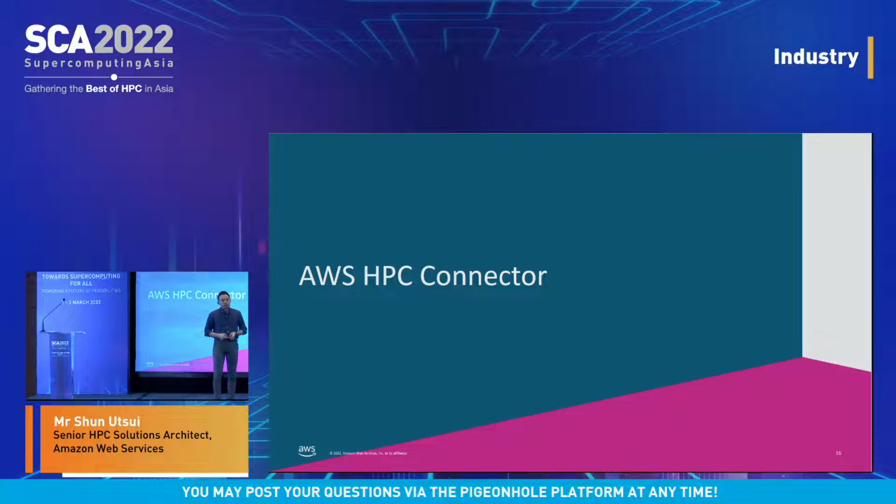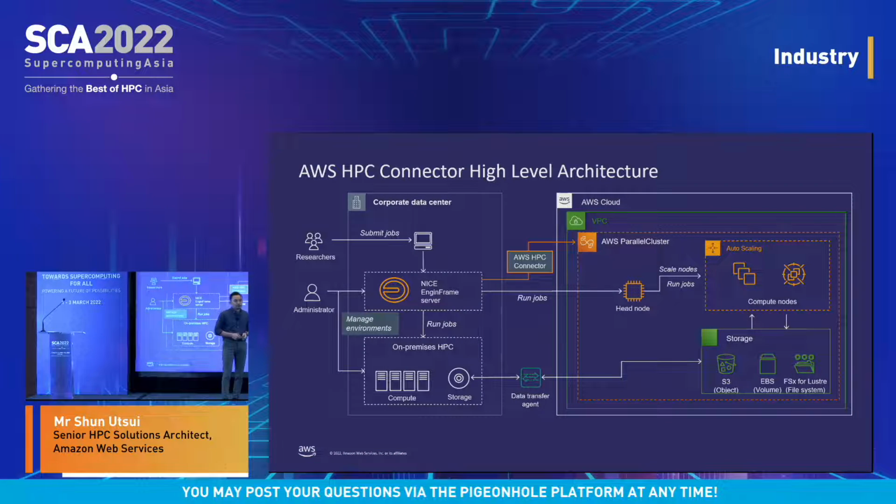All right, so on to the AWS HPC connector. The AWS HPC connector is something that we have just released in December 2021. It's a plugin to Nice EnginFrame, which enables you to integrate your on-premise resources with AWS ParallelCluster. If you're not familiar with AWS ParallelCluster, it's a one-stop shop for you to be able to deploy an HPC cluster on AWS through a single command. It gives you the ability to deploy a similar cluster to your on-premise setup.